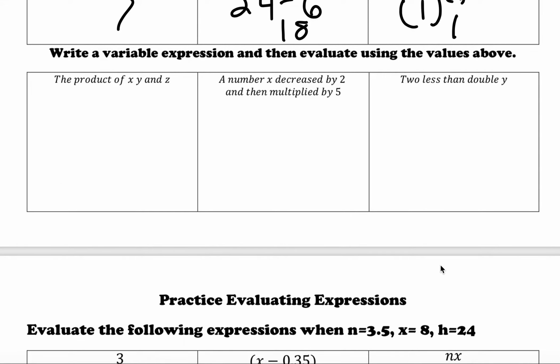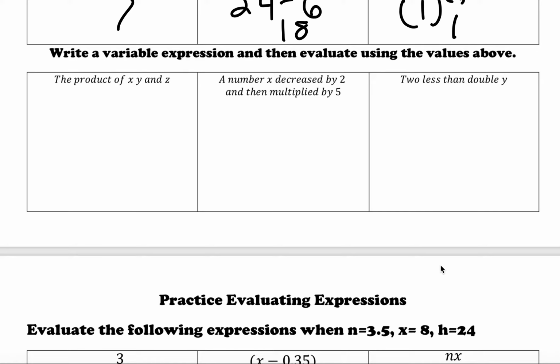Write a variable expression and then evaluate using the values above. So please pause the video, and you are going to use your skills from our last lesson to write the variable expression and then evaluate using the same values. So please pause the video now.